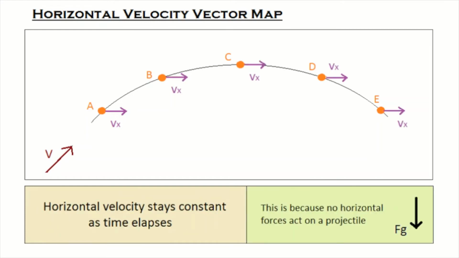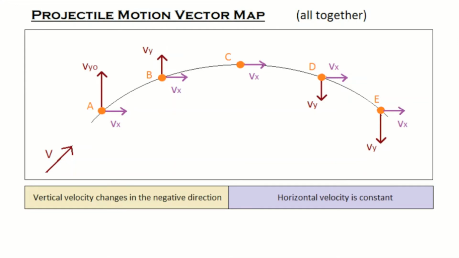The velocity horizontally would be constant, and the reason would be because there's no horizontal force. After the ball is thrown, there's nothing pushing it forward to speed it up. There's nothing pulling it backward to slow it down. The only force we have is a downward one, and that's not going to affect the horizontal velocity of the projectile. All that together, we have a vertical velocity that's changing downward, and we have a horizontal velocity that's staying constant.